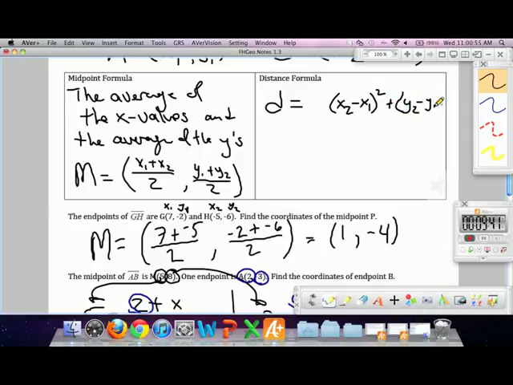Next time I'll talk about exactly where this thing comes from, like how we could actually figure this formula out from the Pythagorean theorem, but it says just that. It says that the distance between any 2 points is given by this formula.